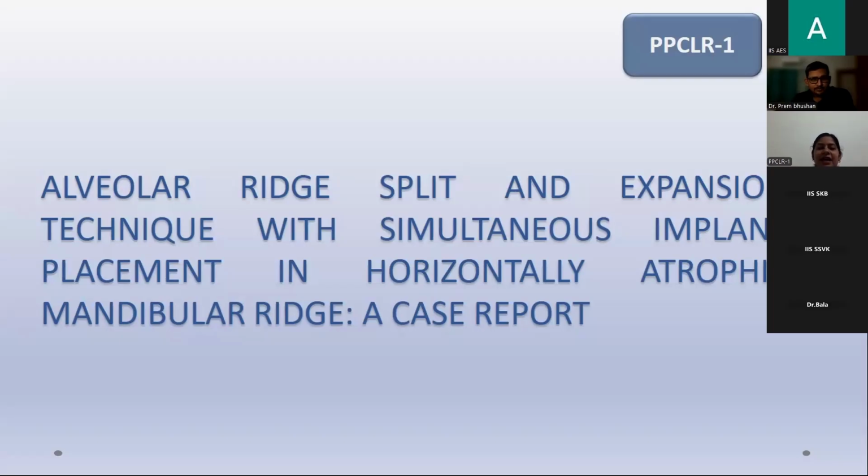Here I'm presenting our case report titled Alveolar Ridge Split and Expansion Technique with Simultaneous Implant Placement in Horizontally Atrophic Mandibular Ridge.